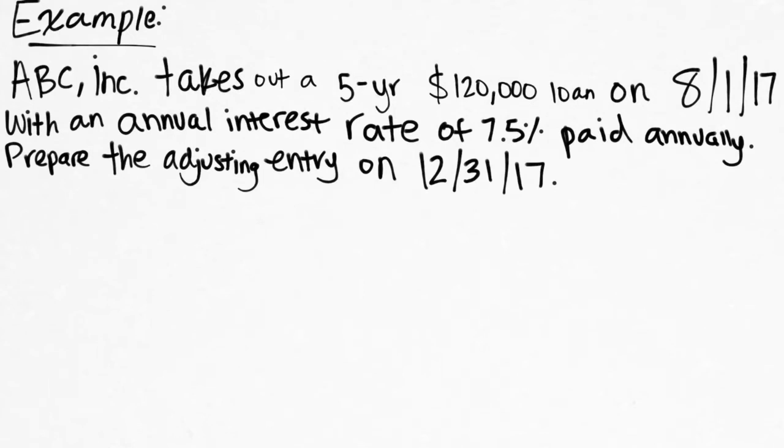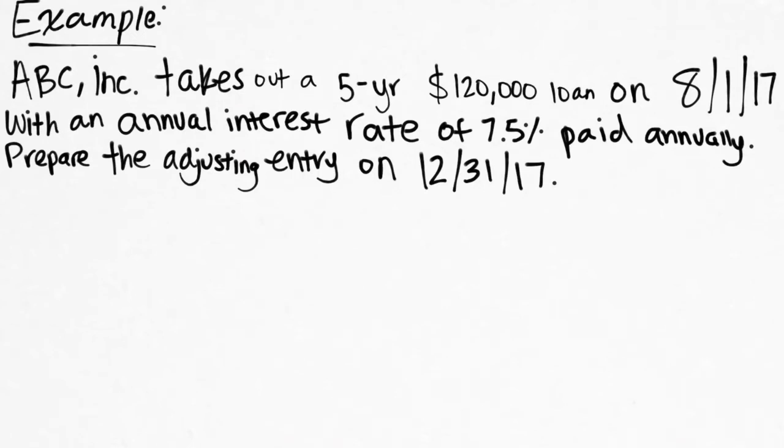How many months have gone by from August 1st to December 31st? We'll just count. September 1st is 1 month that has gone by, October 1st is 2, November 1st is 3, and December 1st is 4. A lot of people might make the mistake of thinking we have only accrued 4 months of interest. However, it's actually 5. This is because we are making the adjusting entry on the 31st. Even though this entry isn't being made on January 1st, a month has pretty much gone by, which is why we count it as an additional month.